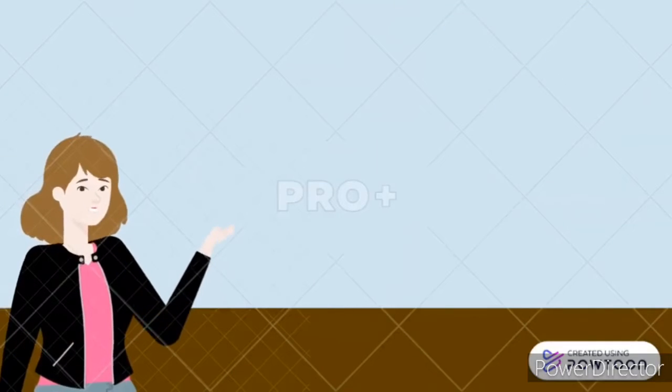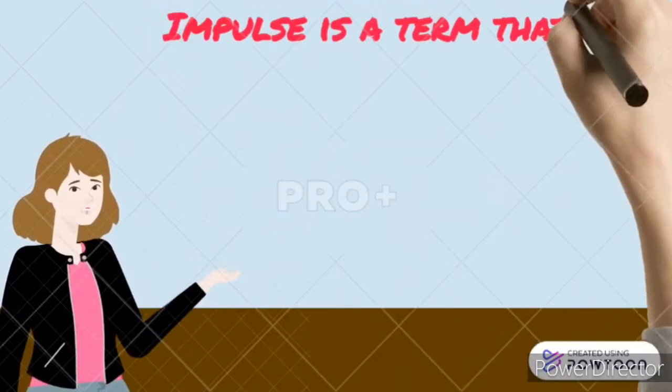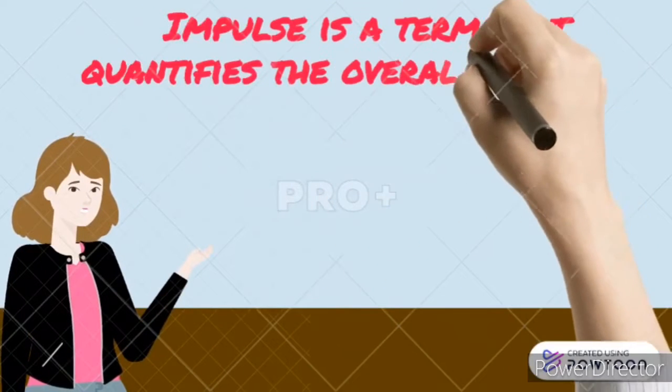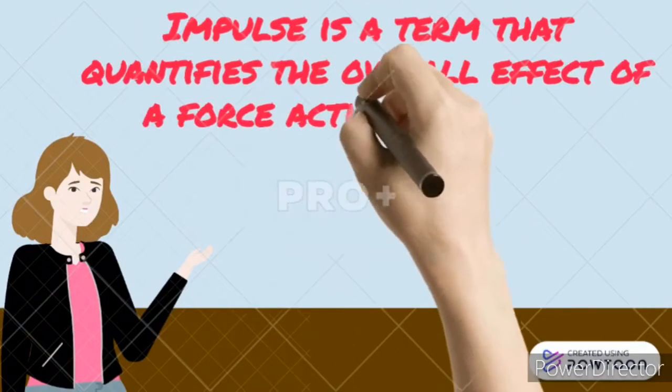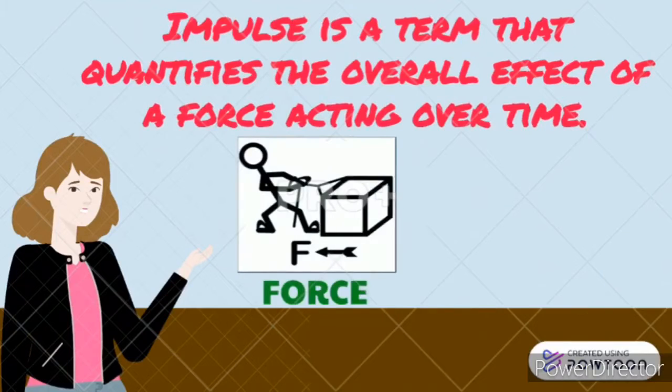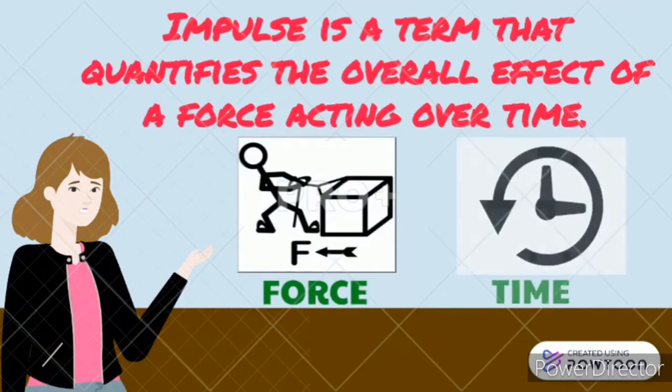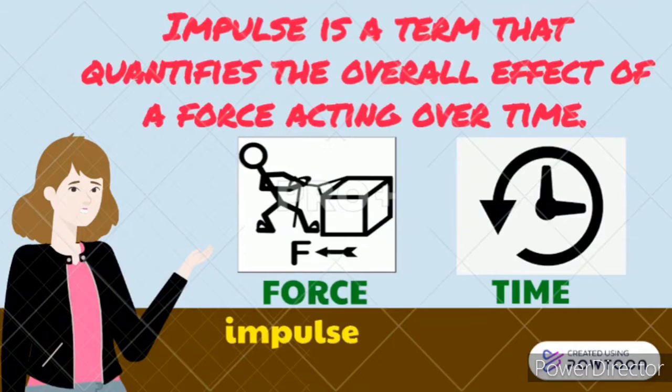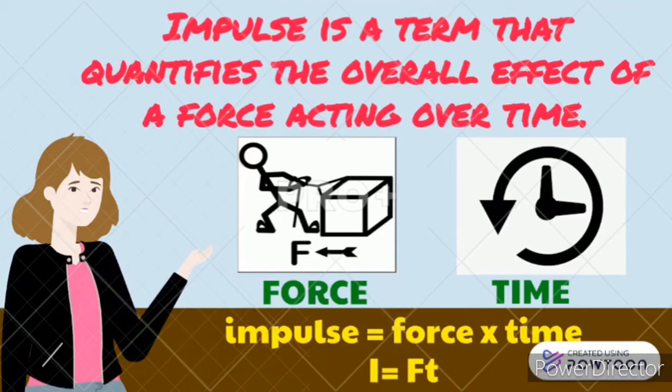Let's move on to impulse. It is a term that quantifies the overall effect of a force acting over time. It also has two components, the force acting upon the object and the time, or how long the force is being applied. Therefore, the formula for impulse is force times time, or simply I is equal to Ft.